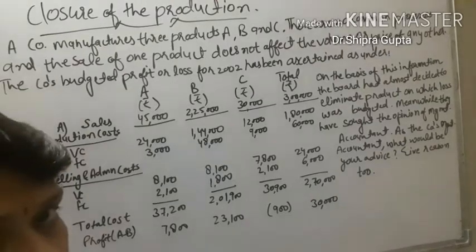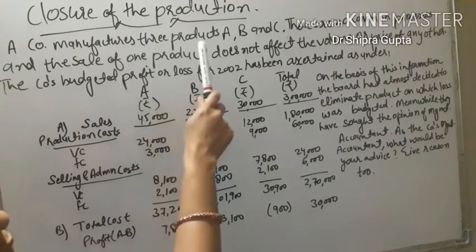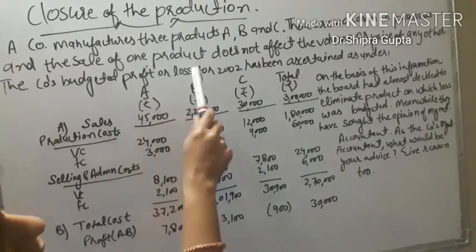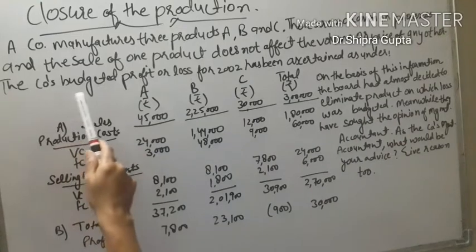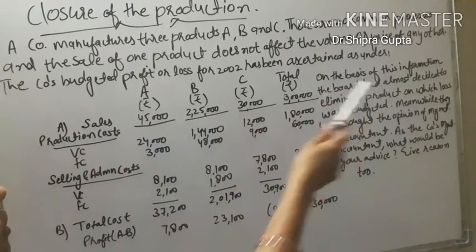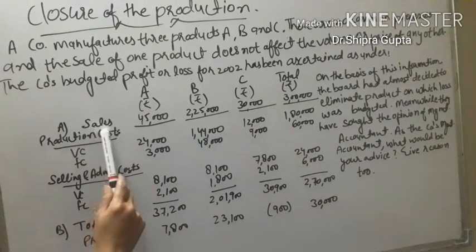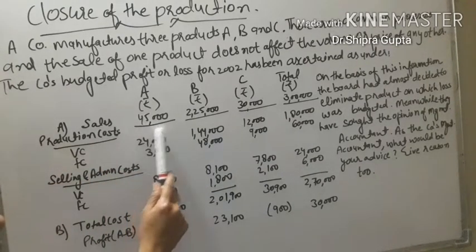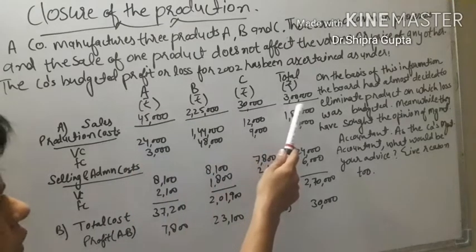We can easily understand this with the help of an example. The question is: a company manufactures three products A, B and C. There are no common processes and the sale of one product does not affect the volume or price of any other. The company's budgeted profit or loss for 2002 has been ascertained as under, for products A, B, C and the total. First, sales is given: A is 45,000, B is 2,25,000 and C is 30,000, and the total sale is 3 lakh rupees.